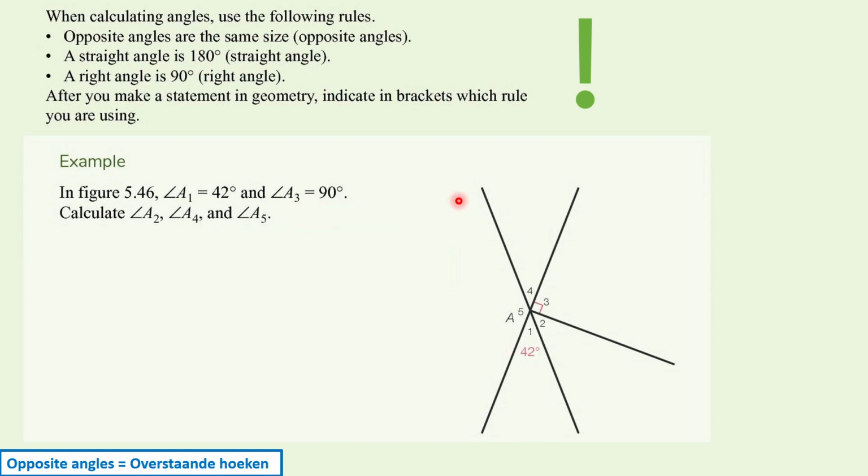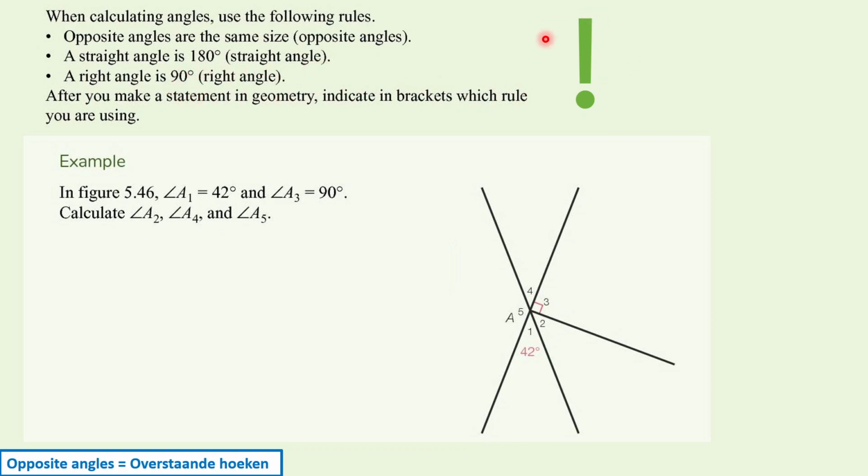What we're going to do is I'm going to give you a random configuration of lines with some information, and I'm going to ask you to use that to calculate others, or sometimes all other angles. And it's important to then know which rules we can use. If it's ever given that you have a right angle, then that angle is 90 degrees. If it's ever given to you that you have a cross formation, so two lines intersecting, then know that opposite angles, de overstaande hoeken, have the same size. And do remember that a straight angle is 180 degrees.